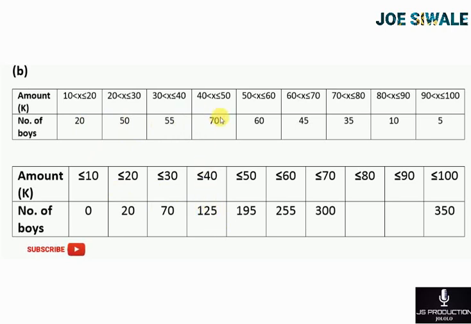Then I'll add 125 and 70. I'm going to have 195. Then 195 plus 60, I'm going to have 255. 255 plus 45, I'm going to have 300. So to find my missing number where x is less than or equal to 80, I'll say 300 plus 35, which is 335.